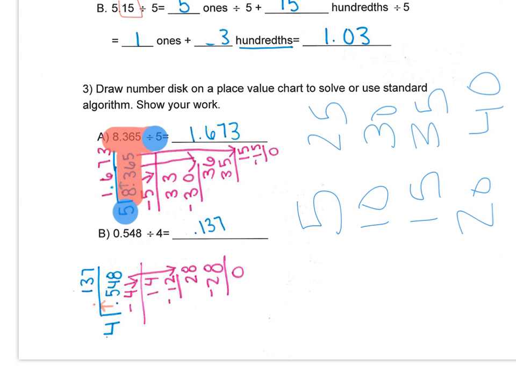Now, how many times can 5 go into 15? 5, 10, 15. 1, 2, 3. 3 goes up top. 3 times 5 is 15. 15 minus 15 is 0. Okay, so that's kind of the process.